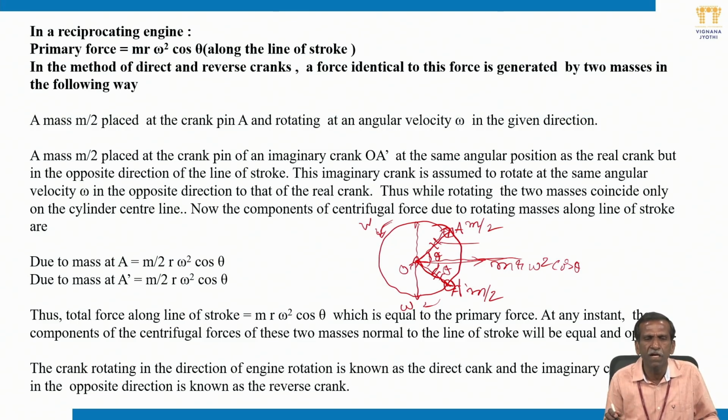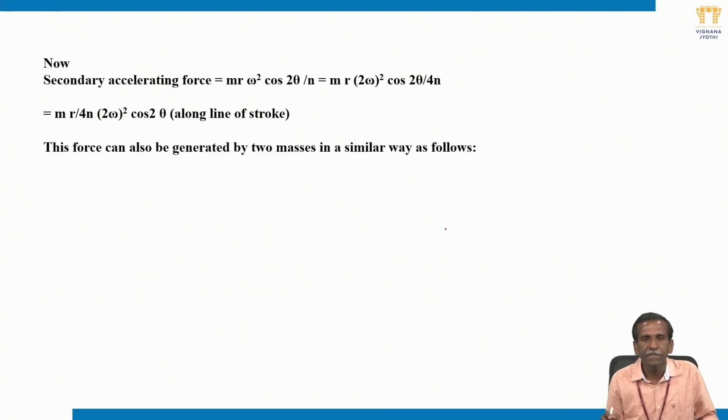At any instant, the components of the centrifugal force of these two masses normal to the direction are equal and opposite, so there is no unbalance in the direction perpendicular to the line of stroke. The crank rotating in the direction of engine rotation is known as the direct crank, and the imaginary crank, rotating in the opposite direction, is known as the reverse crank. This is the reverse crank, OA dash; OA is the direct crank.